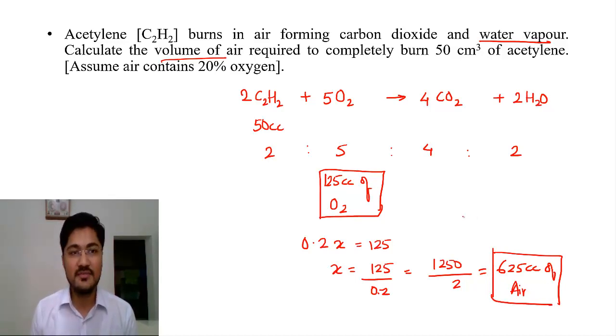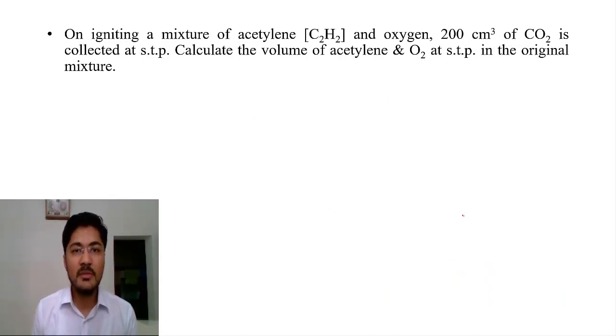Now let's see the next question. On igniting a mixture of acetylene and oxygen, 200 cc of CO2 is collected at s.t.p. Calculate the volume of acetylene and O2 at s.t.p. in the original mixture. And that's a simple question.